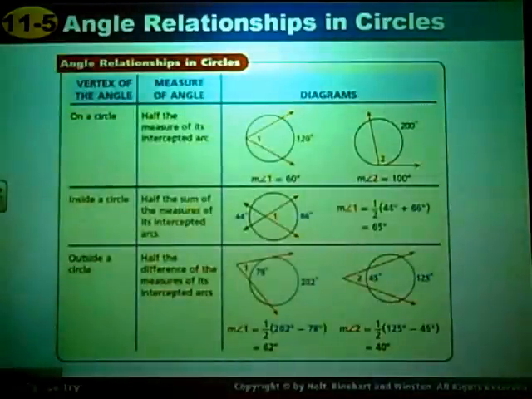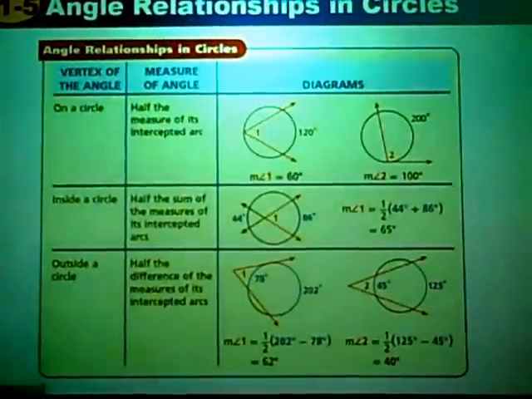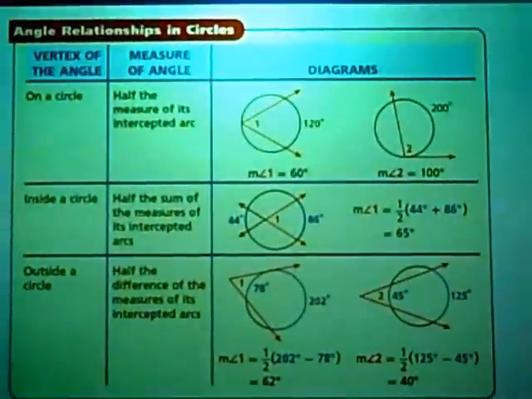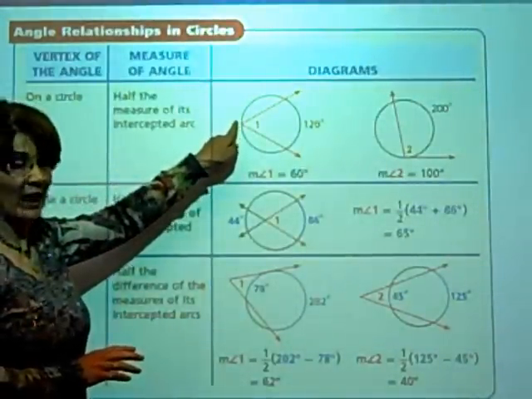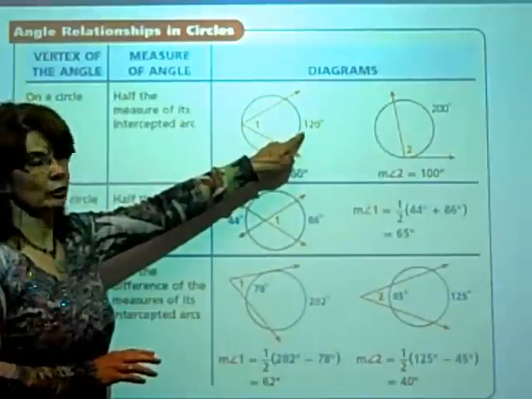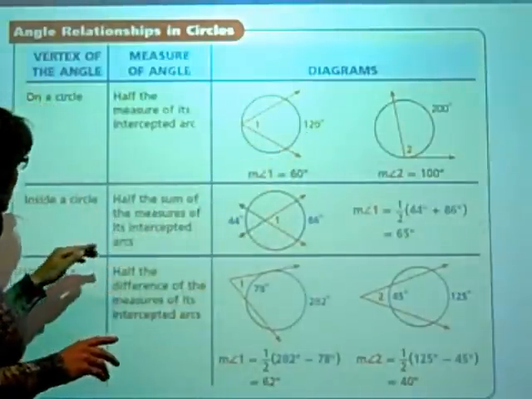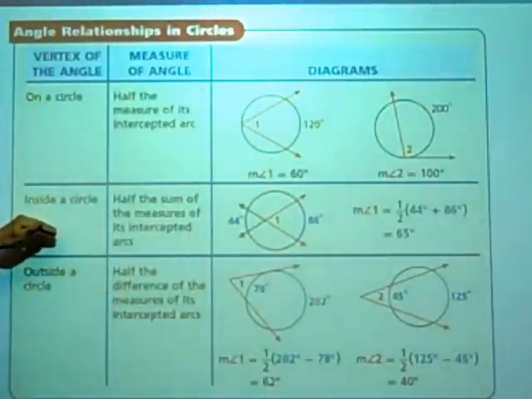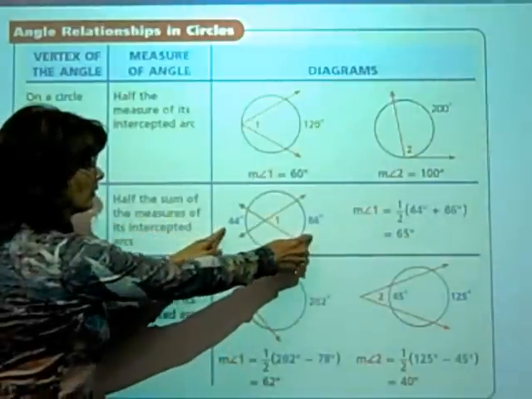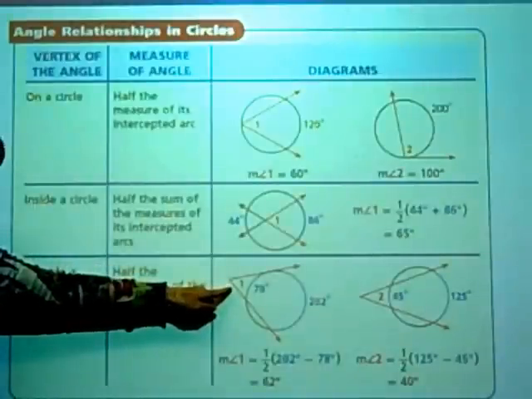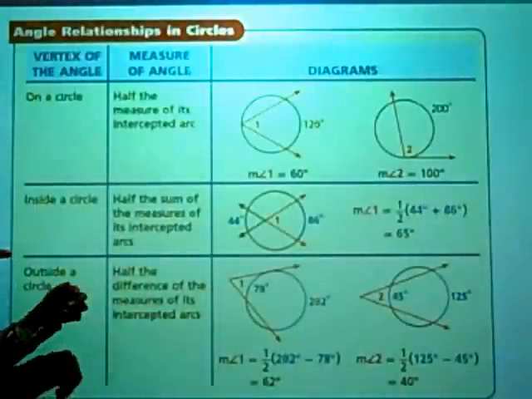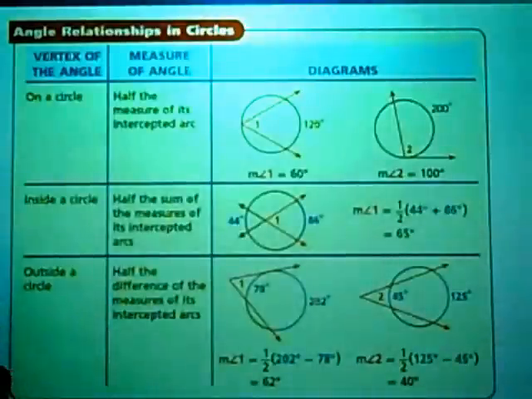So, the three things you learned in this video. If you've got the vertex of an angle on a circle, then that angle is half the arc. Or you could say the arc is twice the angle. If the vertex is inside the circle, add your arcs, divide by 2 to get your angle. If the vertex is outside the circle, subtract your arcs, divide by 2 to get your angle. So enjoy these types of problems, and I will see you in class.